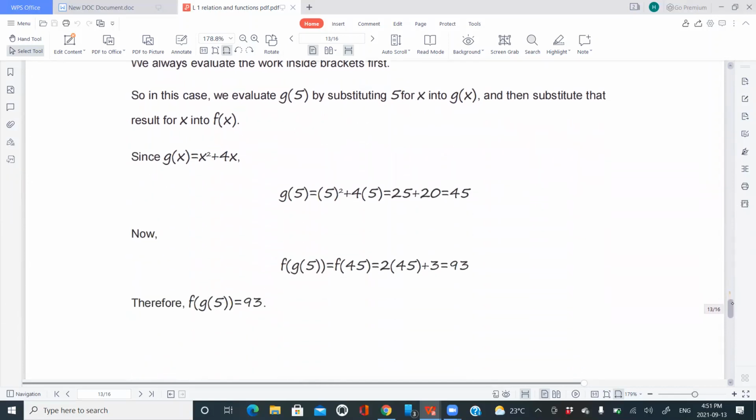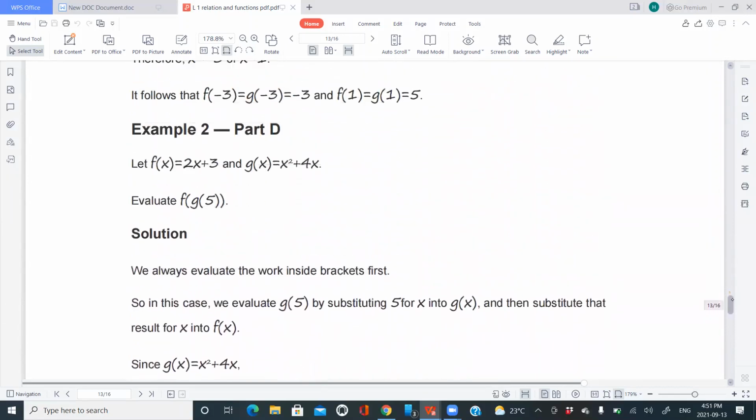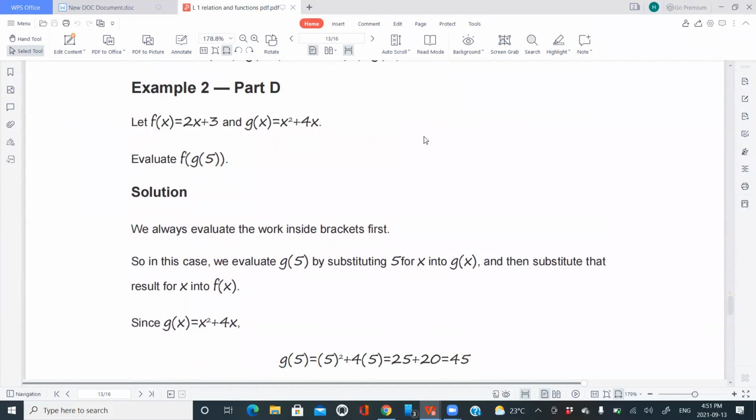So these are some more examples. One more thing: it is the composite function. What is a composite function? Look, f of g of 5. It means function in function.